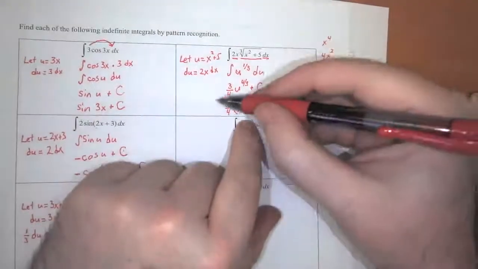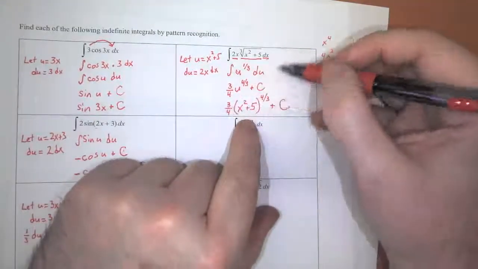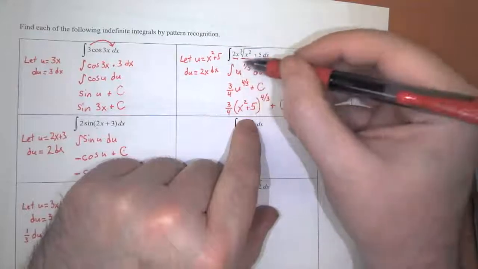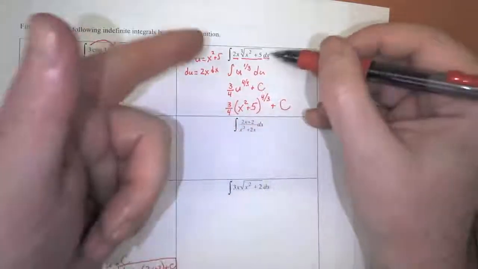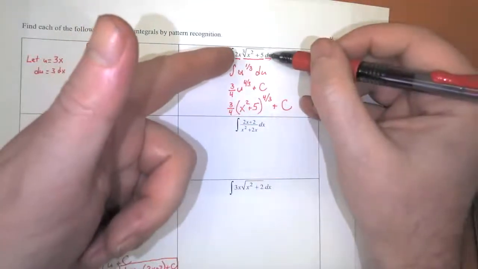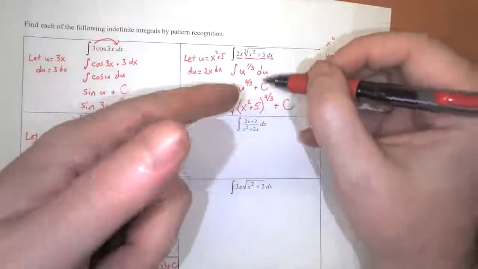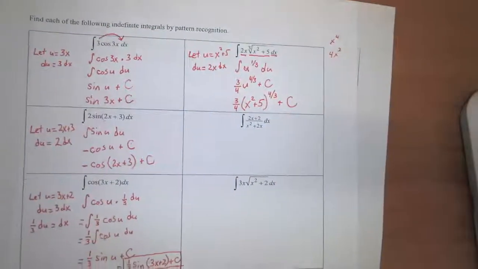Okay, so this is not really a prettier looking function than this, but the great news is that we were able to calculate the antiderivative of this ugly looking thing by using u substitution.